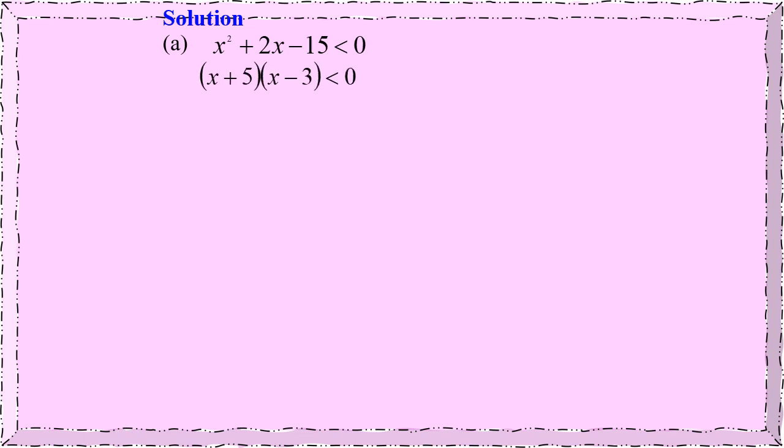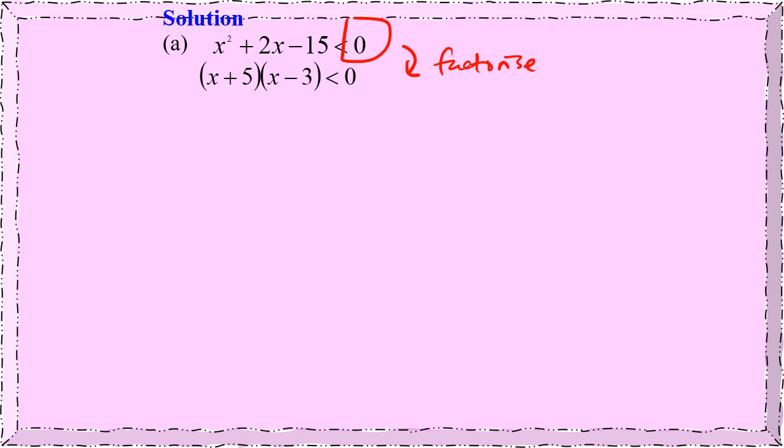So we have x squared plus 2x minus 15. The right side is equal to 0, so we don't have to rearrange anymore. What you need to do after that is to factorize. After we factorize, we get (x + 5)(x - 3) less than 0.